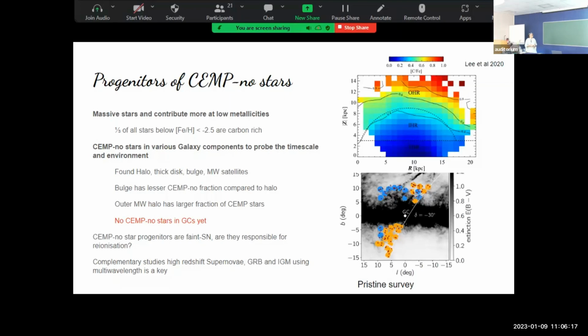And another interesting thing is there are no carbon enhanced metal poor stars found in globular clusters. We think they are very old stars, an old system, but there is none so far. So this would indicate the kind of environment and the epoch in which progenitors of carbon enhanced metal poor stars should be formed. And this is indicating the galactic distribution of carbon enhanced metal poor stars. They show that the outer halo has more than the inner halo.